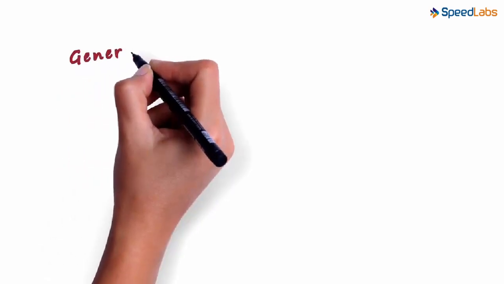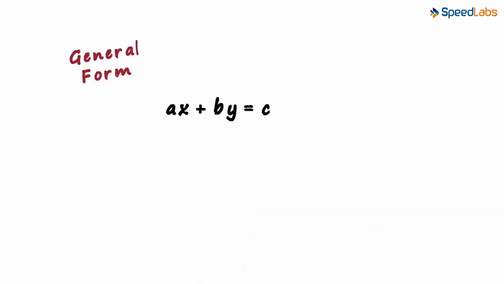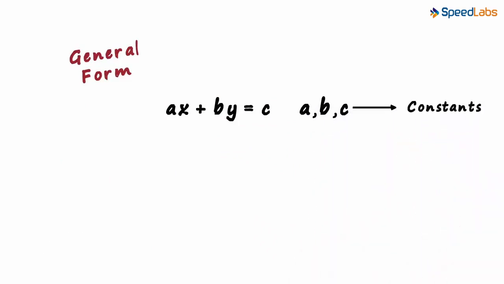What is the general form of linear equation? ax plus by equal to c. This is a form of a linear equation where a, b and c are constants. And another important point you should know is that the degree of the variables cannot be greater than 1.